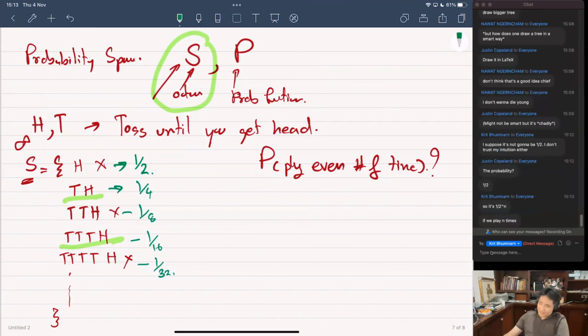So the question is, we are asking that you only get to play an even number of times. So it's clear, right? The probability of getting each one of them is a half. So we want to ask about the probability that you get to play an even number of times.